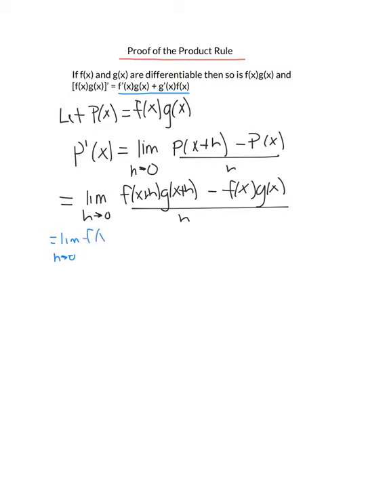So I'm going to keep what I have here. f of x plus h times g of x plus h, all divided by h. I'm going to throw this f of x, g of x in here. And I'm going to go ahead and add those two new terms right in the middle.